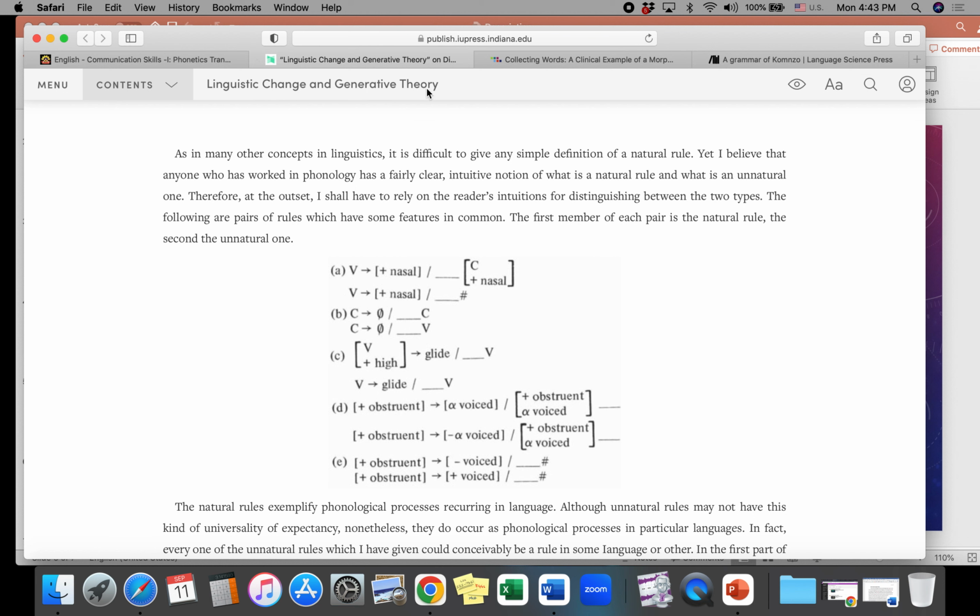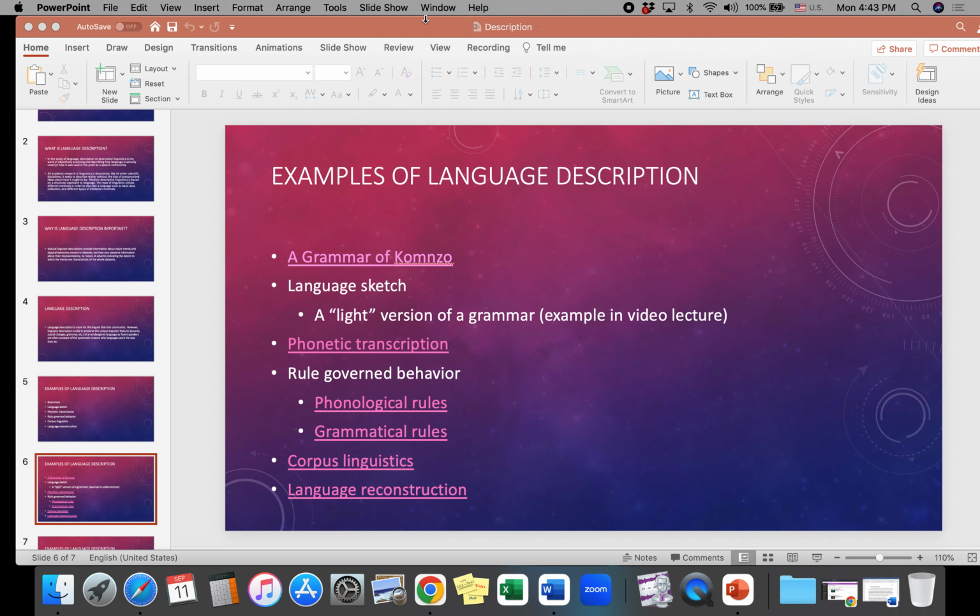And so you can analyze how sounds change when they're in words and sentences and write rules about that.